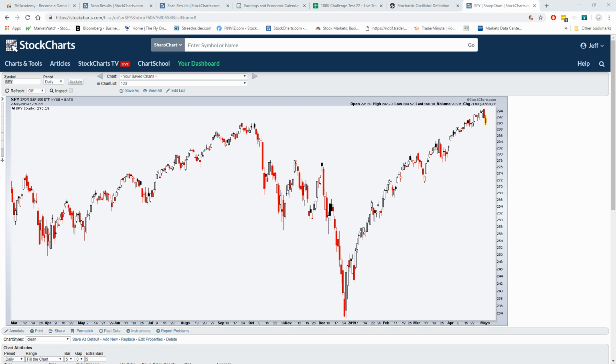Today, I want to go out and take a look at the RSI. Not because I love the RSI, not because I think the RSI is a fantastic indicator. In fact, I think it's kind of a ho-hum indicator. It's not one I use very often. I'll show you how I use it.